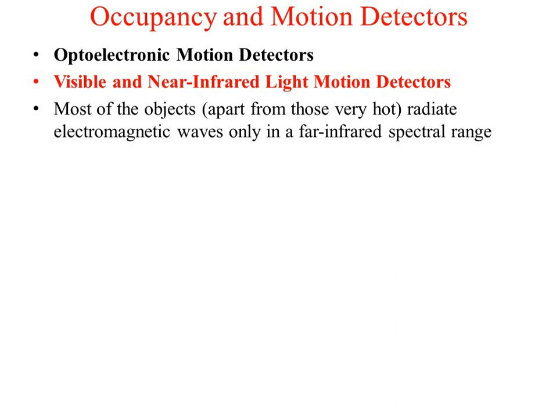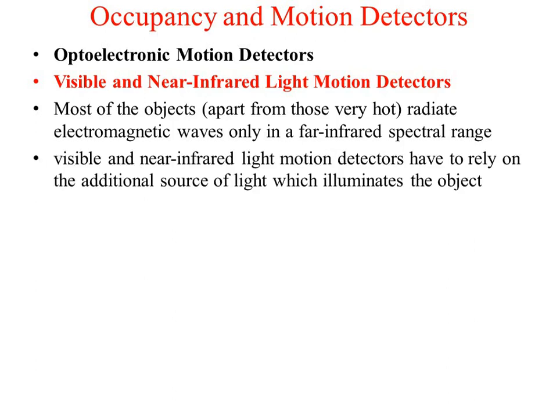Most objects radiate electromagnetic waves only in the far infrared spectral range. We know that our body also radiates electromagnetic waves, and that will be in the far infrared spectral range. Visible and near infrared light motion detectors rely on an additional source of light which illuminates the object. That means these are active optoelectronic detectors, and the far infrared type is the passive type of detector.